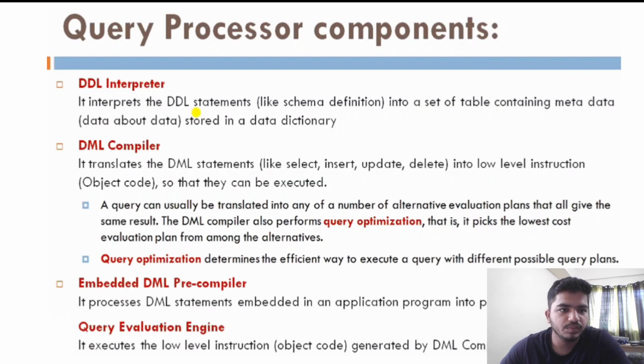The query processor components: first is the DDL interpreter, which interprets various DDL commands like create table and so on. A DML compiler translates DML statements like insert, select, update, delete, and so on. The third is the embedded DML compiler. It processes DML statements embedded in an application program into procedural calls. Then the query evaluation engine executes the low level instruction object code generated by the DML compiler.